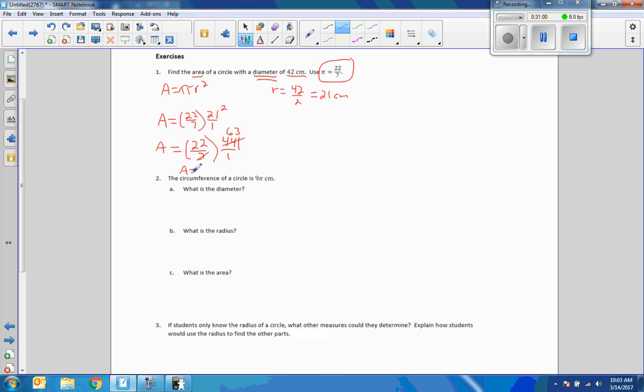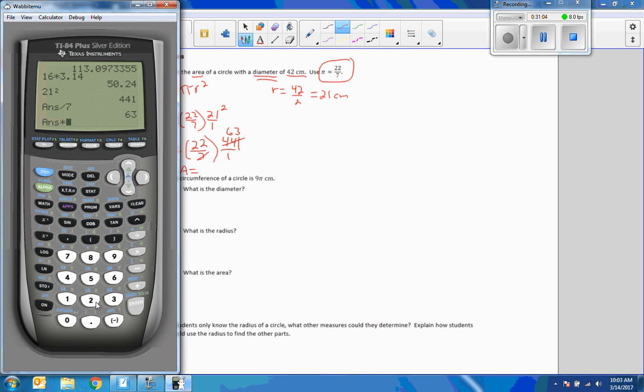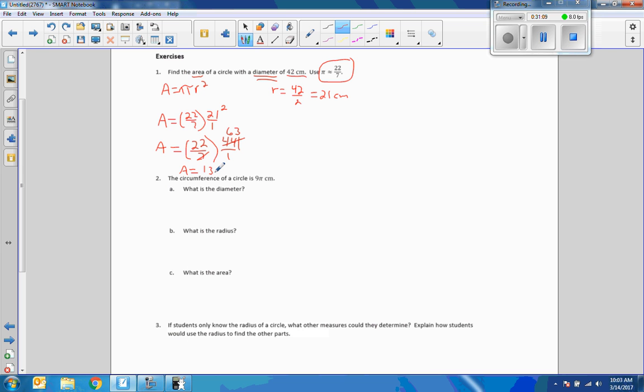So the area equals 22 times 63. So I'm going to multiply that by 22, and I get 1,386 centimeters squared.